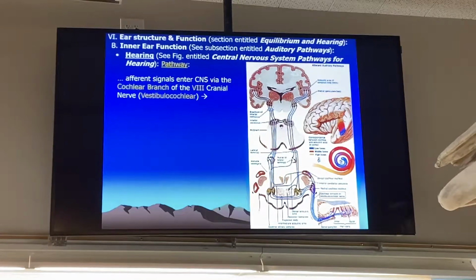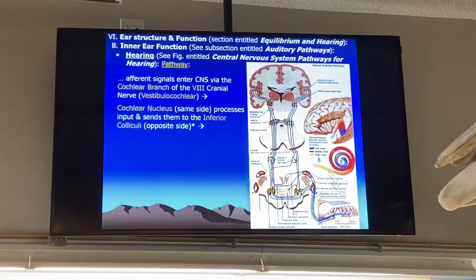So when we talk about the cranial nerve here for vision, it's the axon of the ganglion cell. When we talk about the cranial nerve here, it's the axon of the bipolar neuron. It's different. Also, these bipolar neurons don't fire action potentials. They only do what we call graded potentials. That one does. And it enters the brain and goes to the cochlear nucleus.